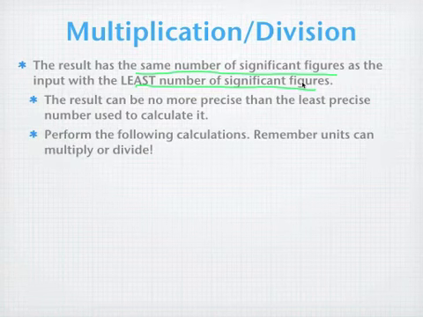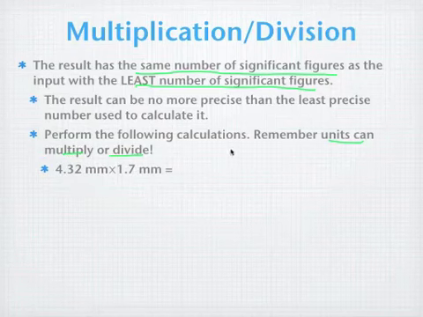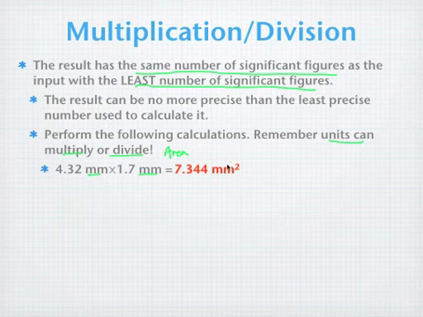Okay, we're going to perform the following calculations together. And remember, in multiplication or division, units can be multiplied or divided. And we'll see how that works. Here we have 4.32 millimeters times 1.7 millimeters. This would be like taking an area. We have a length times a width. Alright, so as our input numbers, when we first multiply them, we get 7.344 millimeters squared. Millimeters times millimeters gives us millimeters squared.